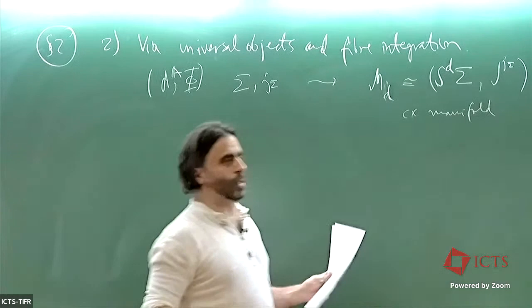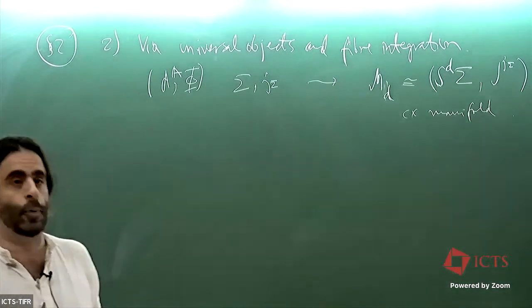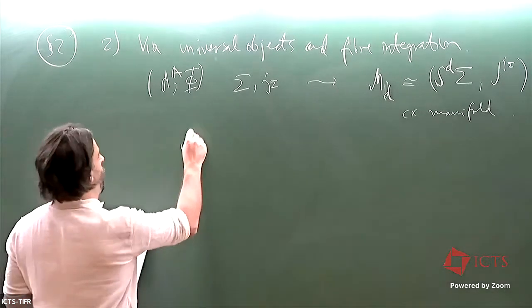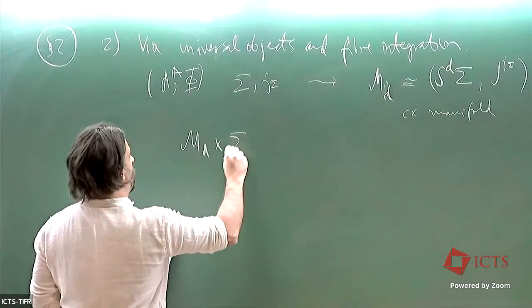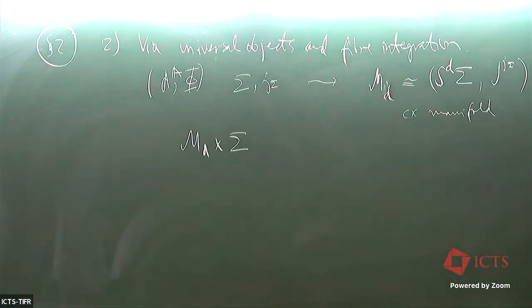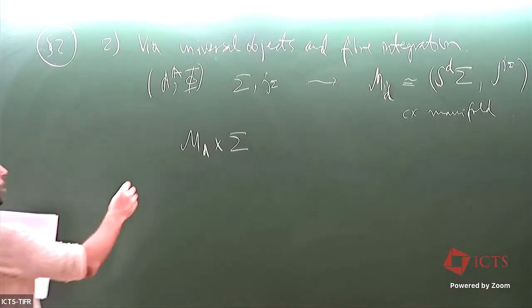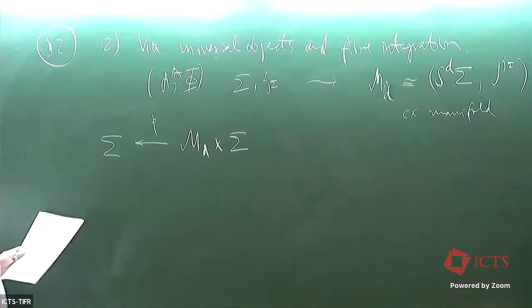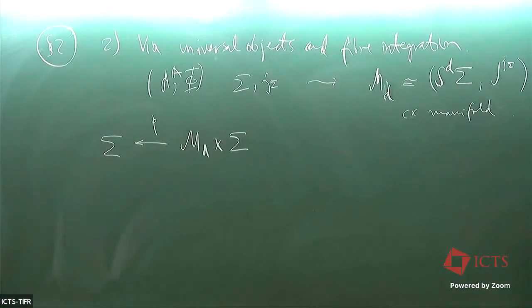So the most concrete example of a moduli space of vortices. Here it starts in a way which is almost trivial. We look at this product, the moduli space times the surface. So this has two projections, so the moduli space into the surface. We're going to use both of them. The map to sigma I'm going to call P.